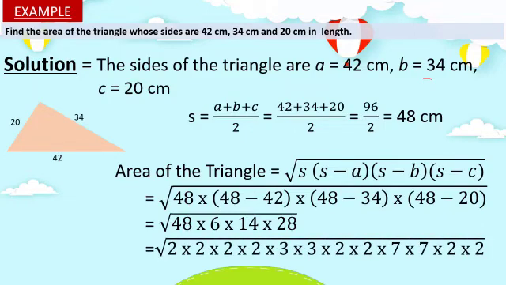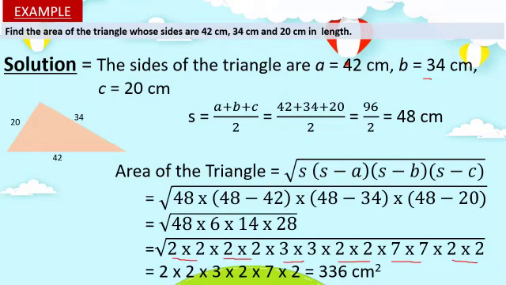By prime factorization, that is equal to square root of 2 into 2 into 2 into 2 into 3 into 3 into 2 into 2 into 7 into 7 into 2 into 2. Then make groups of two identical factors. Now select one factor from each group. That is equal to 2 into 2 into 3 into 2 into 7 into 2. That is equal to 336 centimeters square.